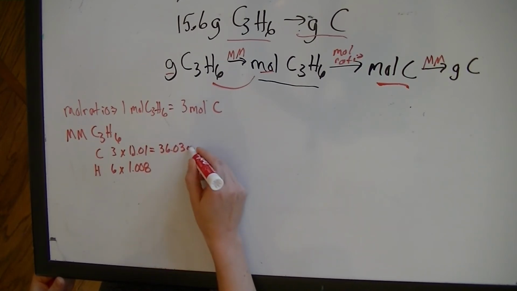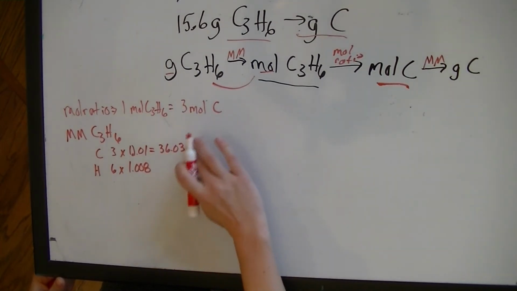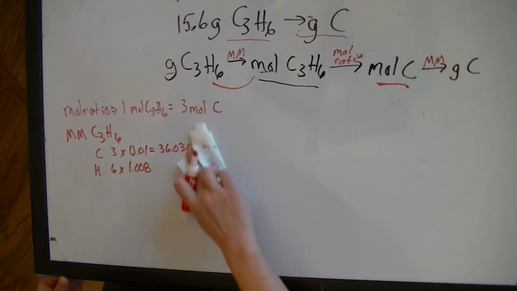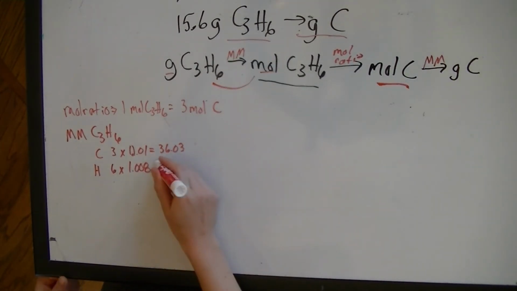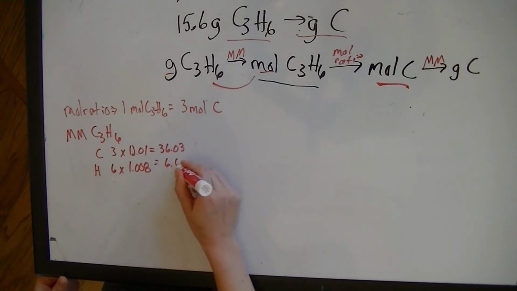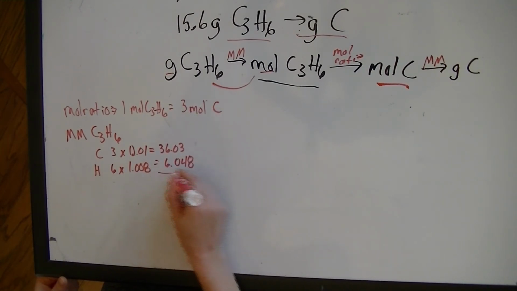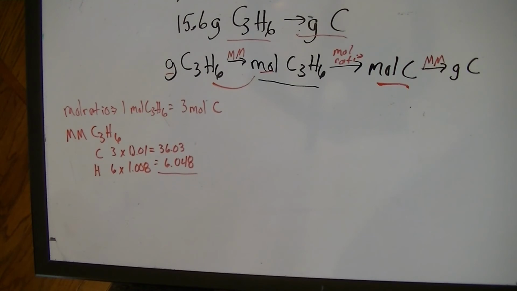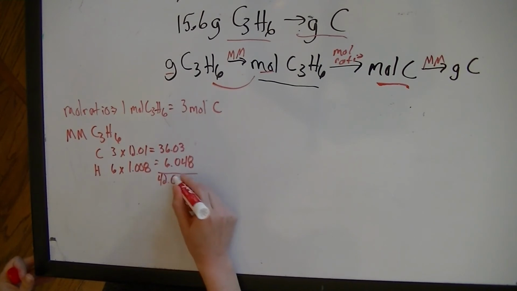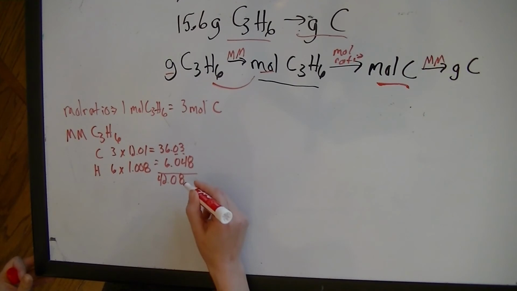36.03 grams. I don't need the units yet. Sorry about that. And then I have 6.048. So add that together. Get out my calculator. 36.03 plus 6.048 gives me 42.08. And the reason I stopped at 2 decimal places is I'm following significant figure rules, and that's grams per mole.